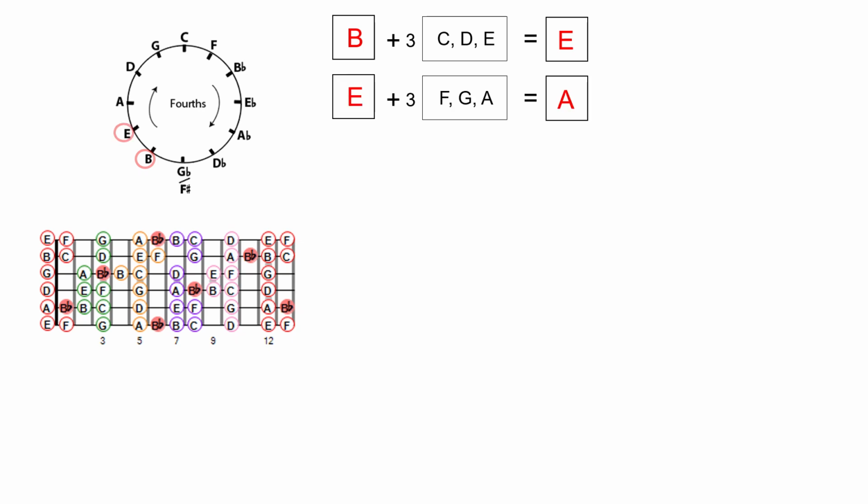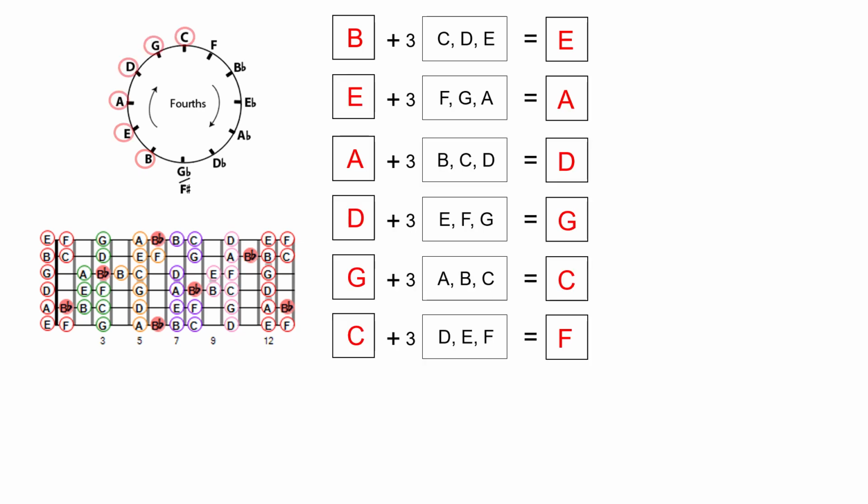The order of natural notes in fourths begins on B and ends on F. A quick way to find the fourth from any natural note is to count up 3 letter names. For example, from B, count C, D, and E, to arrive at E, a fourth above. Continuing with this logic gives E to A to D, D to G, G to C, and C to F.